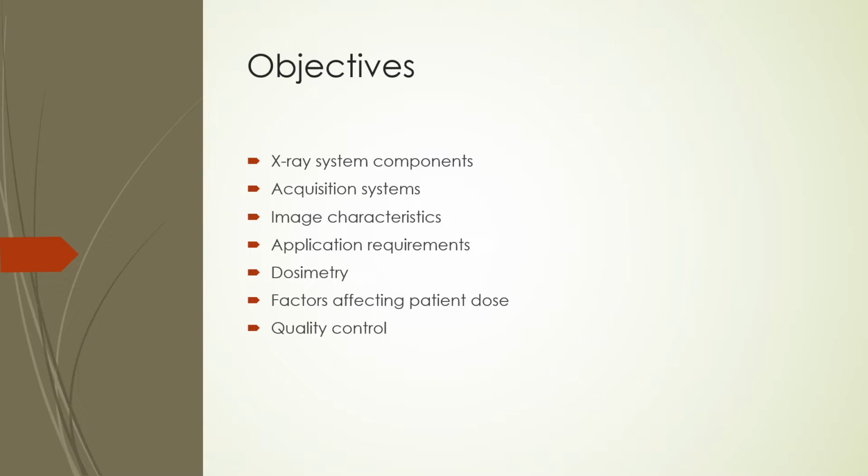Students will be able to identify the image characteristics of direct and indirect image receptors. We shall learn about technique factors and imaging applications. Students will learn to estimate dose and how various technique factors affect patient dose. We shall end with quality control.